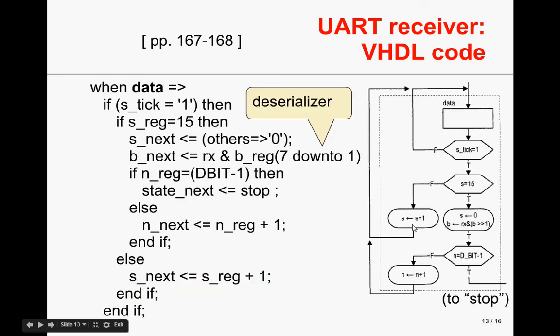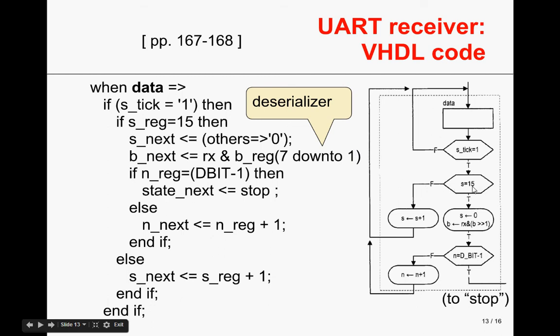Now the data ASMD block is probably the one that is slightly more complex, but again it offers a very straightforward correspondence between the ASMD block and the corresponding VHDL code. Actually, the one thing that I think will probably be worth calling your attention to is that the deserializer is implemented using this statement here.